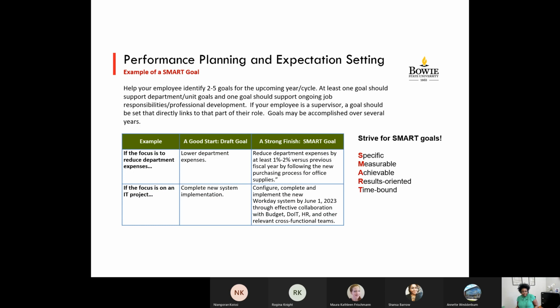Okay. An example of a SMART goal. SMART stands for specific, measurable, achievable, results-oriented, and time-bound. An example is if the focus is, of course, to reduce expenses for your department, a draft goal could be lower department expenses, but a really strong goal could be written as, and I might have verbalized this earlier, reduce the department expenses by at least 1 to 2% versus the previous fiscal year by following the new purchasing process for office supplies. And this sounds like a goal that will need some collaboration with budgeting.